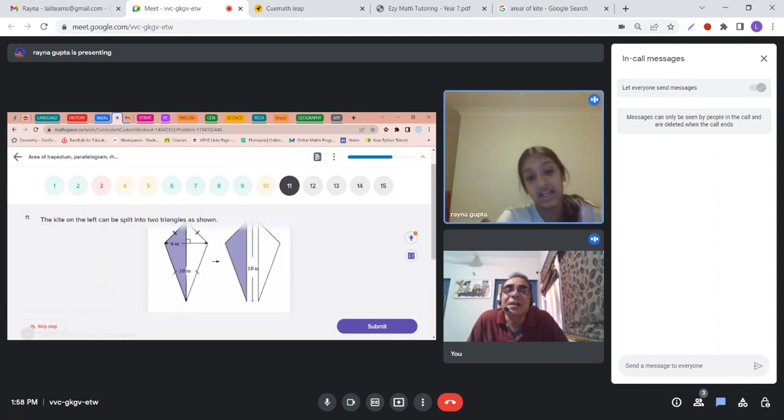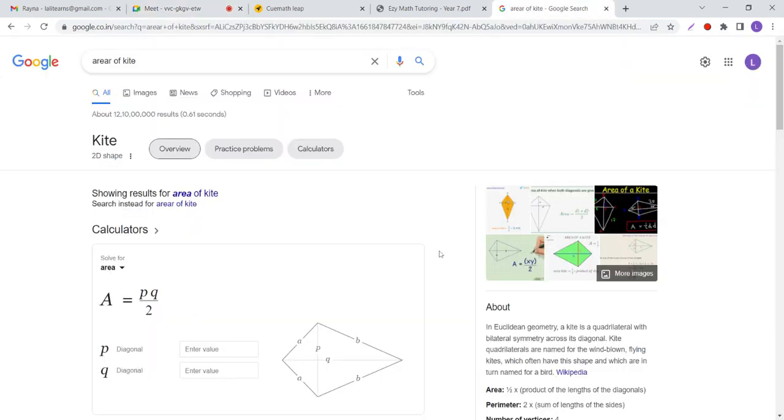The area of the kite. Yes, area of the kite formula. 10 times 10. Do I need 0.5? For a kite? Yes, you need half. Oh, I know what it is. It's 30.